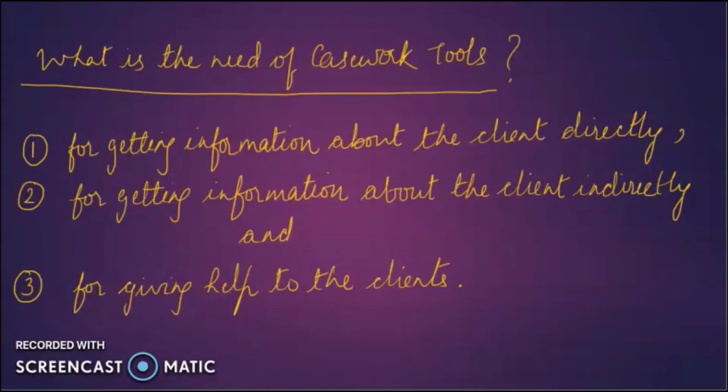See, direct information is a characteristic of all the 5 tools, and indirect information applies mostly to observation and in some contexts to listening also. And lastly, giving help to clients applies to interview, relationship, and home visit. So these 3 tools function as conveyors for the transmission of help.